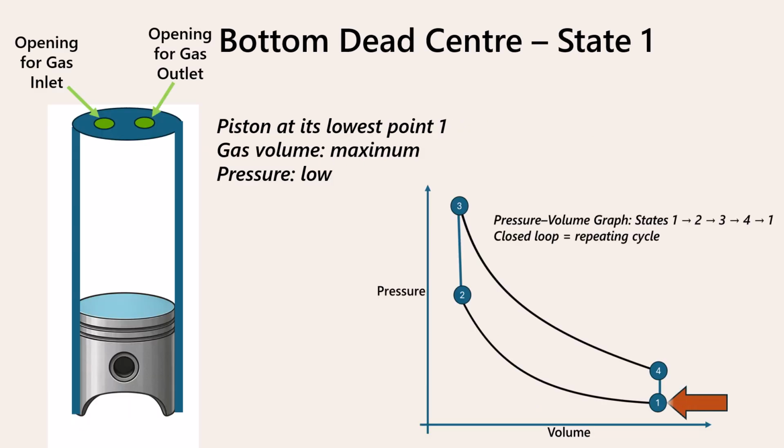The Otto cycle begins at state 1, where the piston is at bottom dead center, fully extended downward. The gas occupies its maximum volume and is at its lowest pressure. This marks the beginning of the compression stroke.